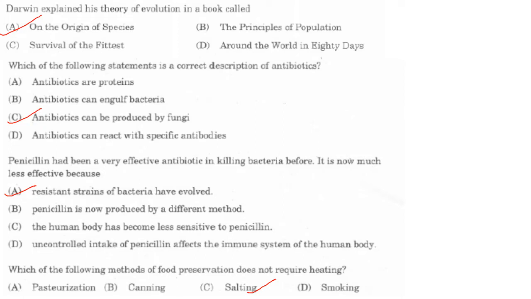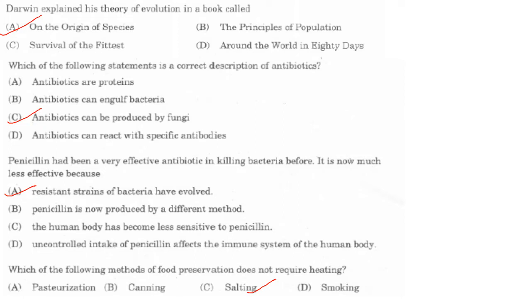Penicillin had been a very effective antibiotic in killing bacteria before. It is now much less effective because resistant strains of bacteria have evolved. Yes, that is one reason why it is much less effective, because bacteria resistant to penicillin action have evolved. Then, penicillin is now produced by different methods. That is not the reason.